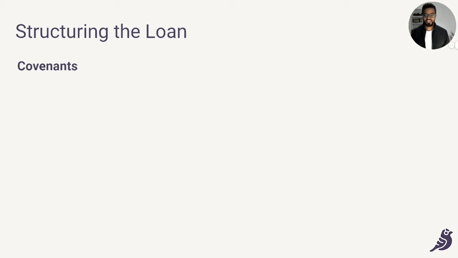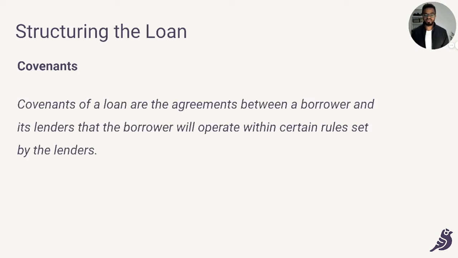Next, let's talk about covenants. The covenants of a loan are the agreements between the borrower and its lenders that the borrower will operate within certain rules set by the lenders. Covenants are typically put in place to help surface critical information about a company and to act as guardrails to help prevent a company from going into default.